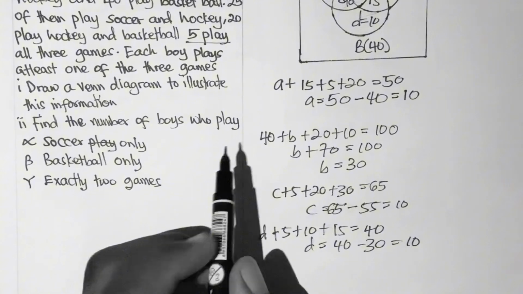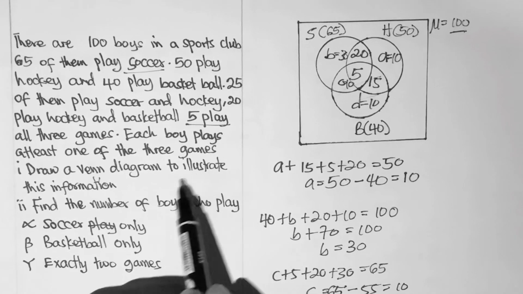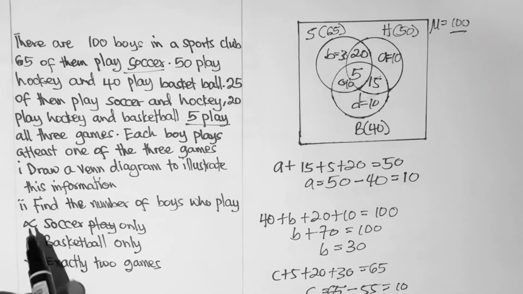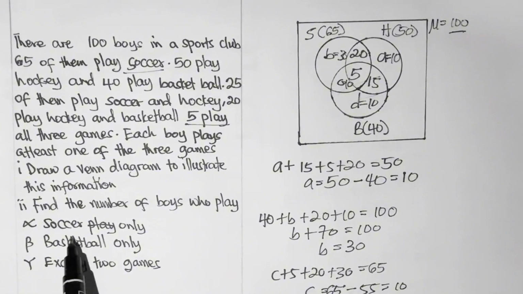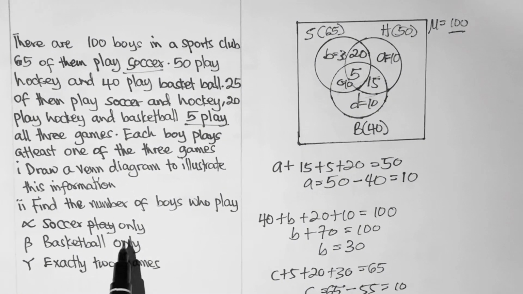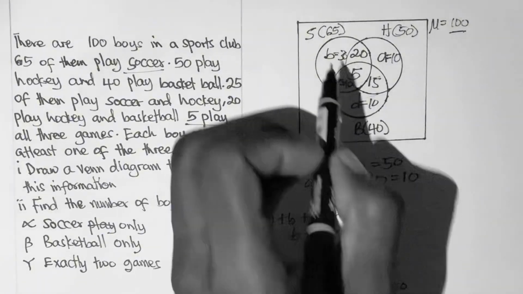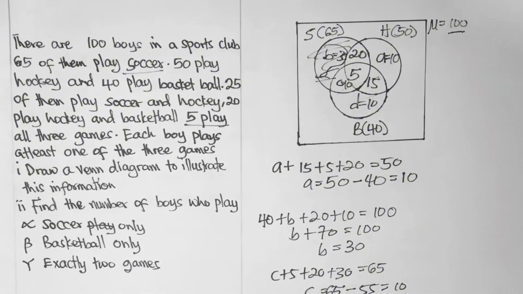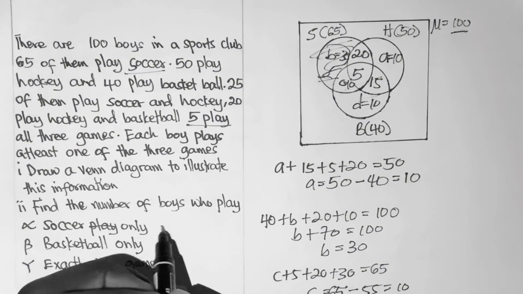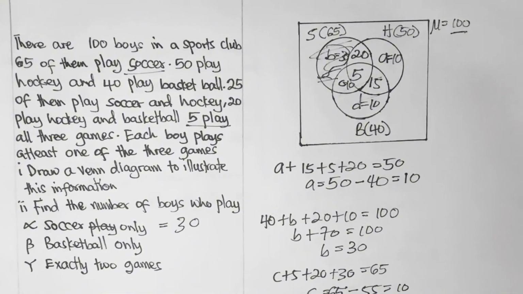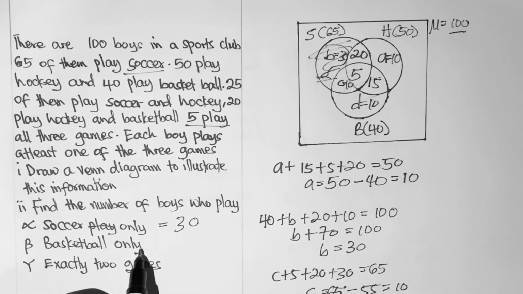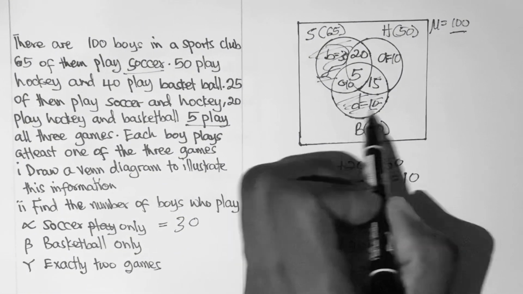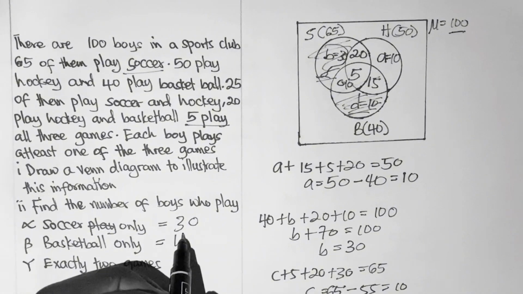So let's answer the questions now. He says we should illustrate it on the Venn diagram. So we've done that. Then the second part says that we should find the number of boys who play soccer only. So soccer only, that is b, this region is soccer only. And that is equal to 30 people. And then basketball only. So basketball only is this region, which is d, and that is equal to 10.